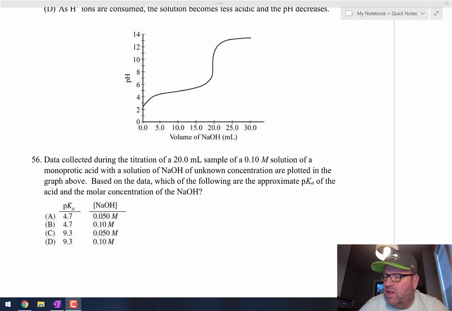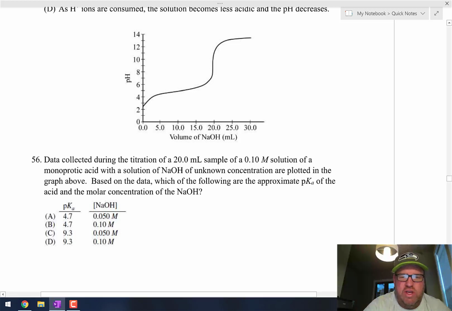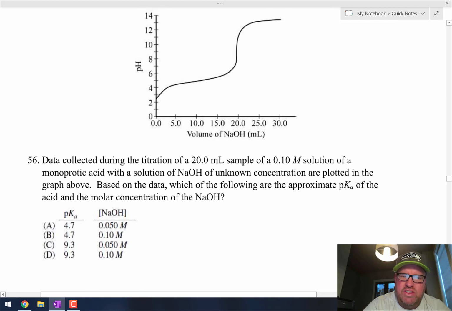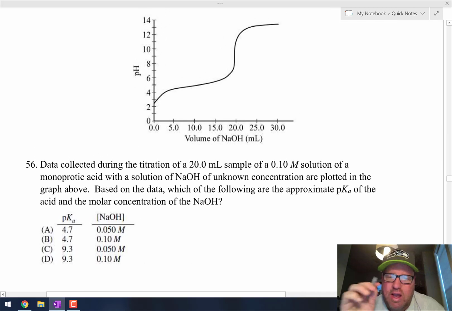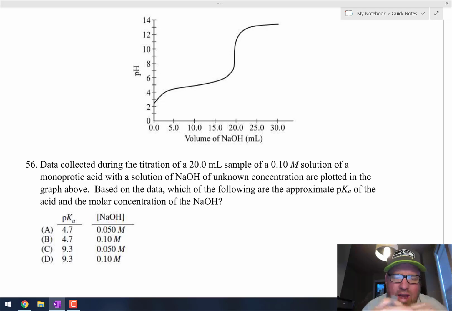Okay, today we're going to look at a few examples of questions dealing with buffers and pH. A lot of this deals with titrations as well. So some of these questions we've answered part of them or maybe all of them, but I want to look at them through the lens of a buffer and a titration.